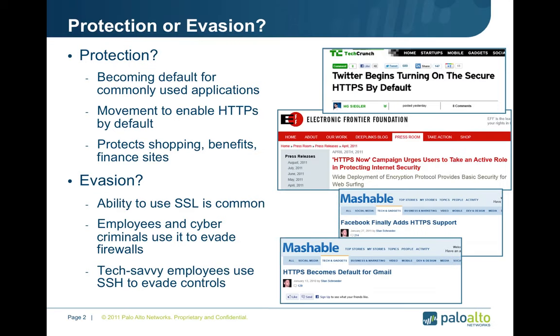First thing that needs to be considered is whether or not SSL and SSH are being used as a protection mechanism or as an evasive tactic. From a protection standpoint, we see many common applications now moving to HTTPS as a default. Twitter earlier this week announced that they were turning on HTTPS by default. Earlier this year, January of 2011, both Gmail and Facebook added HTTPS support. So it allows you to provide a certain amount of privacy for the users. We also see the Electronic Frontier Foundation driving end users to require application developers to enable HTTPS by default.